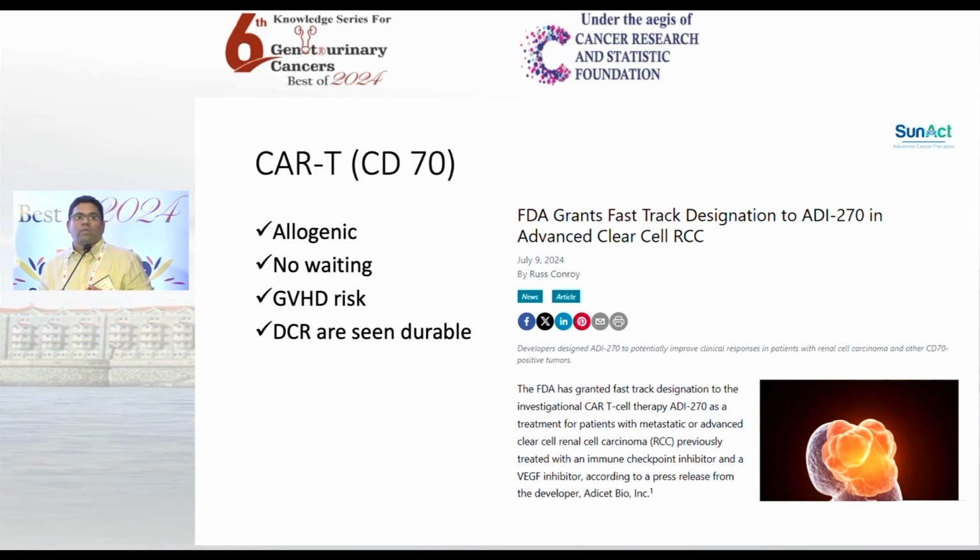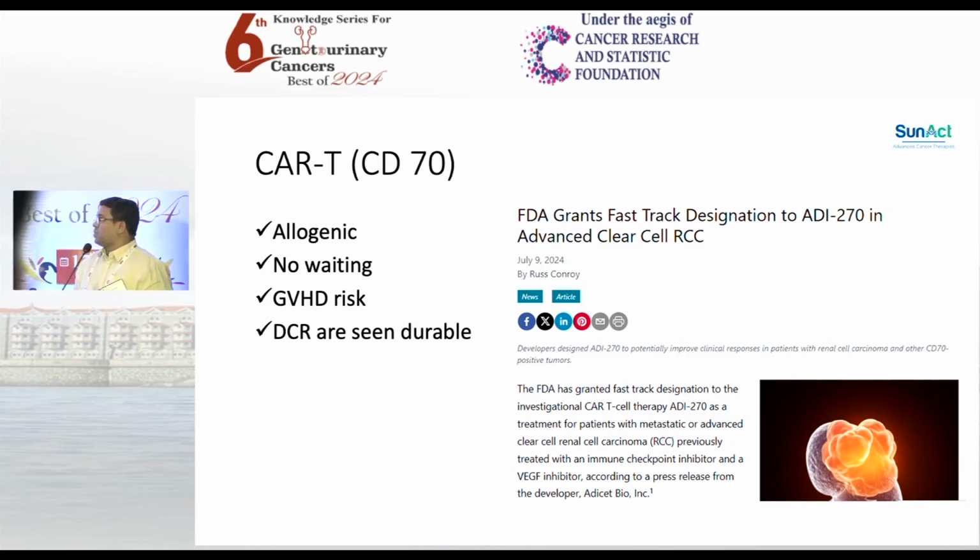Now, what CD70 shows is it's an allogenic CAR T. Those of you who have used autologous CAR T know that 1 month goes in making the CAR T and giving it back to the patient. The beauty of allogenic is there is no waiting. The GVHD risk is there, but it is within the first 1 to 10%. And you are seeing reasonable disease control rates in this.